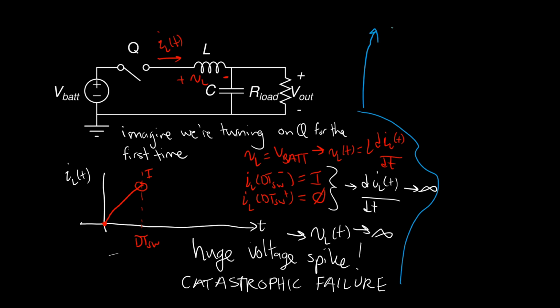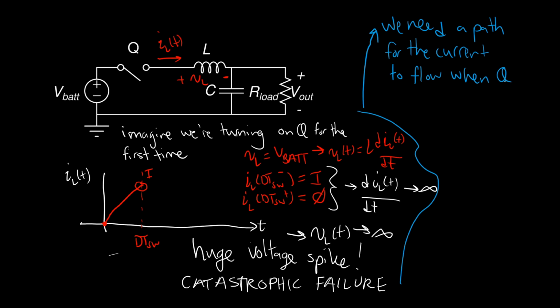So we need to add something to make this work. And what we need to add is another path. So basically, to summarize, given all of this, we need a path for the current to flow. We need somewhere for this current to flow when Q goes off.